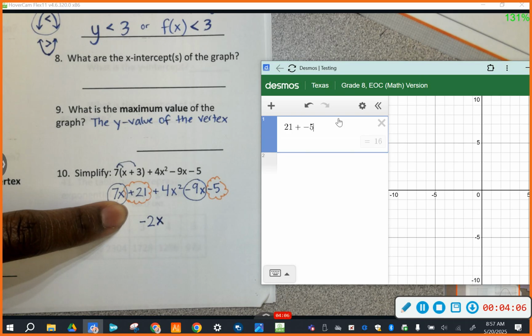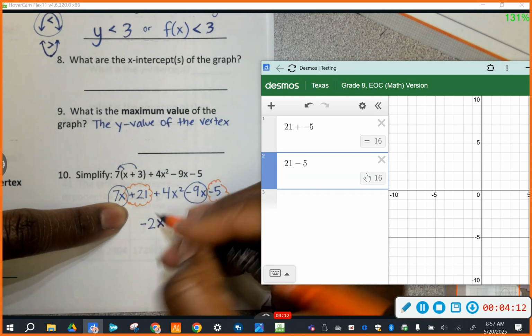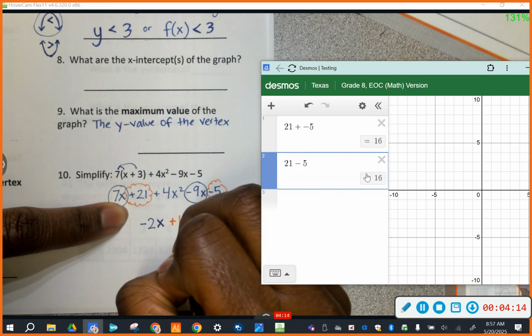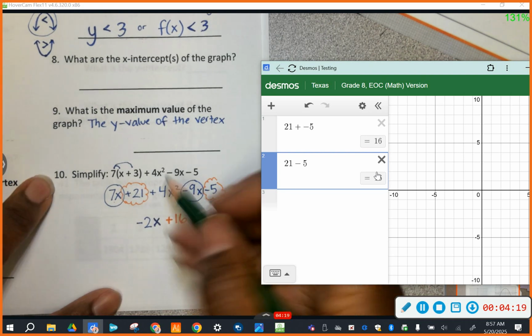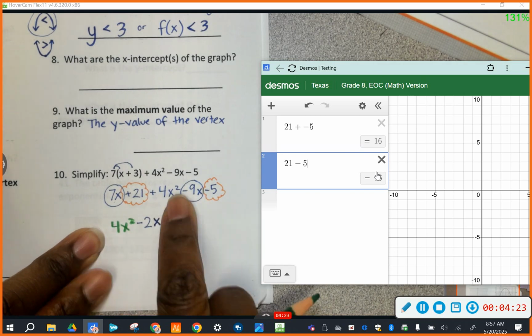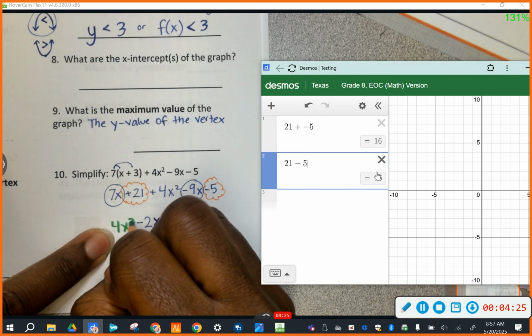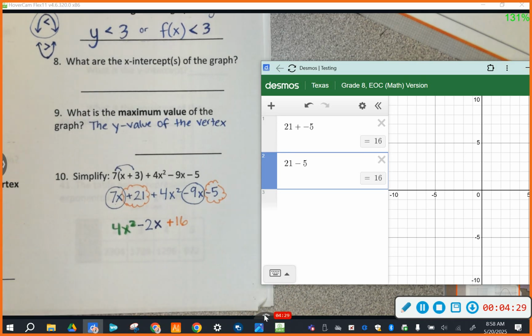21 plus -5, or you can just put 21 minus 5 to see what you get. Okay, that's a positive 16. And then look at your 4x squared. There's nothing else to go with it, so we just plop it in here. And yes, I put it at the front because the highest power should go at the front, then the x's, then that one. And that's going to be it for this video.